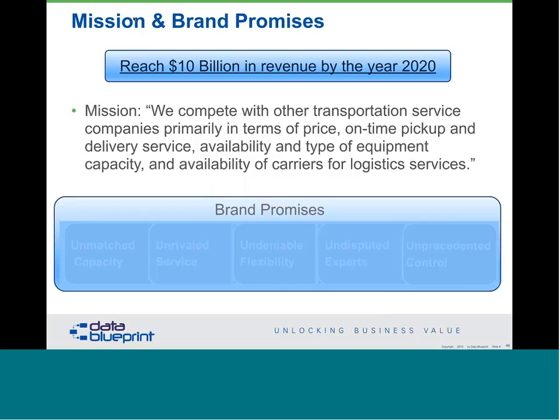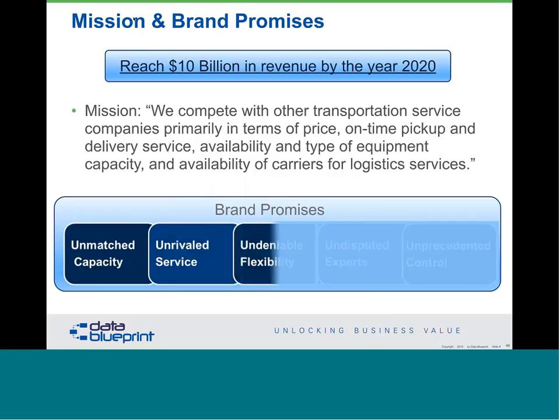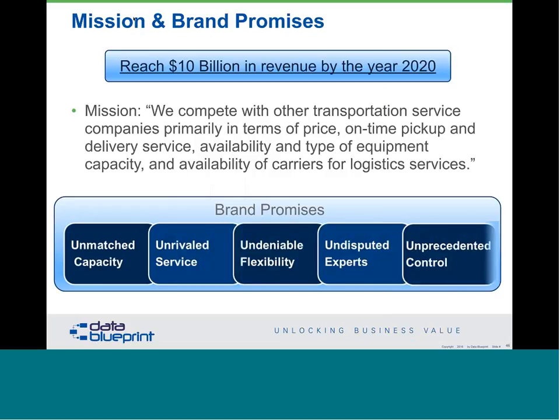And as we were working with them, we started to go through this exercise, and we said, so what are your brand promises? What are the things that you do? And interestingly enough, they were kind of going, well, I don't know, I guess we've got to find somebody that can tell us this. Now, as you can imagine, we fly around a lot, and we were at the airport, and on the carousel, an advertisement came up: unmatched capacity, unrivaled service, undeniable flexibility, undisputed experts, and unprecedented control.